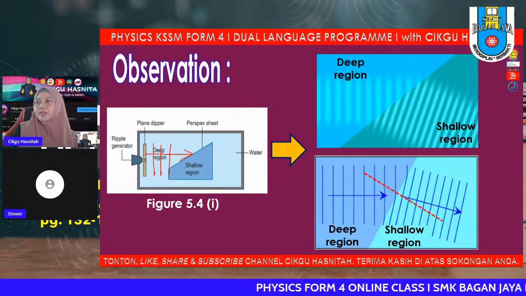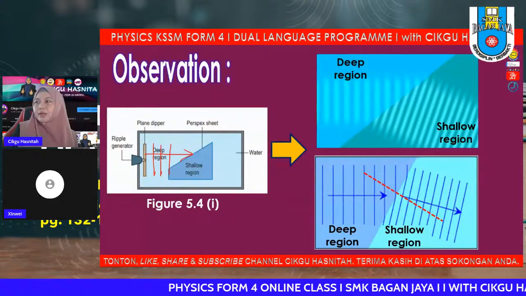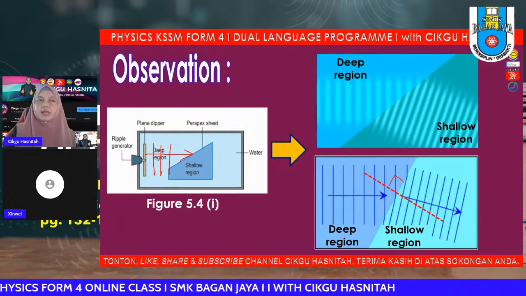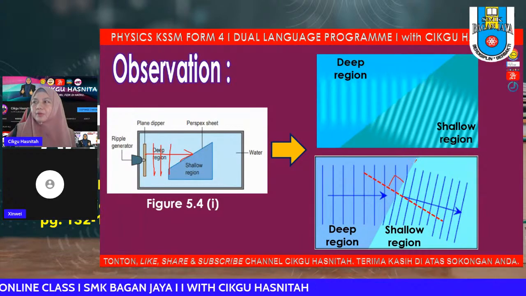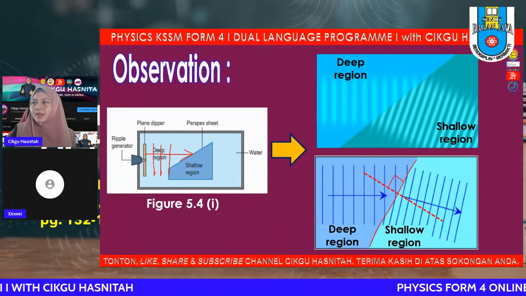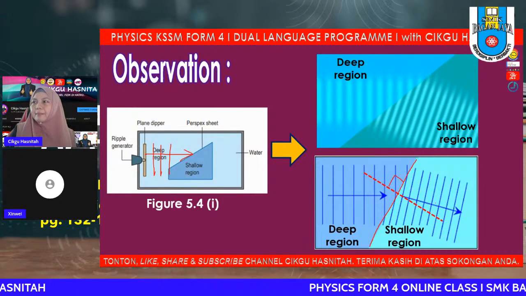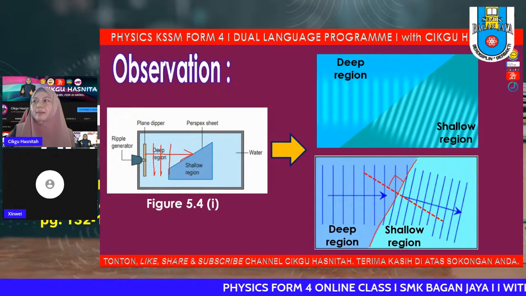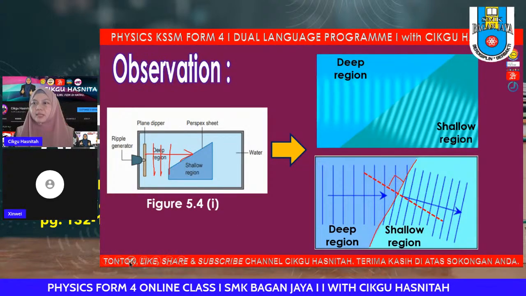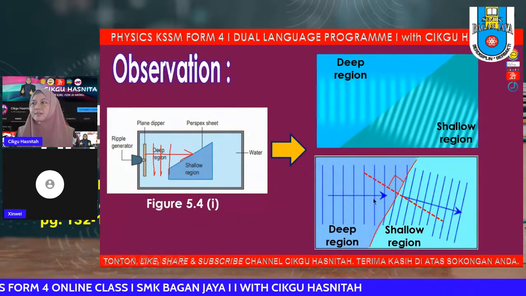A line which is perpendicular. Remember, the normal line is a line perpendicular to the boundary. So this is the boundary between the deep region and the shallow region. So the normal line is a line perpendicular to the boundary of the two media. So you can see that is a normal line.